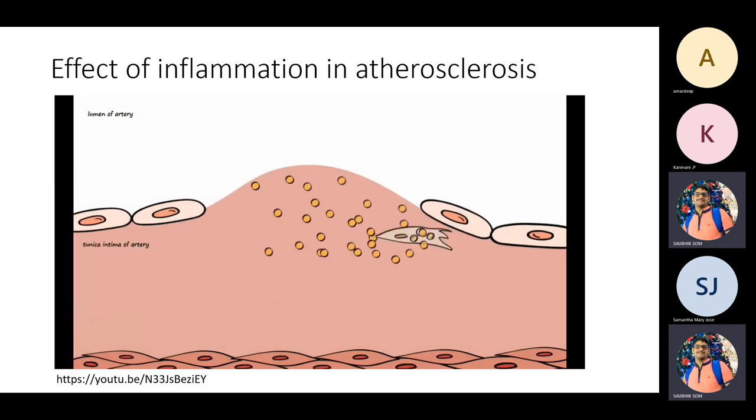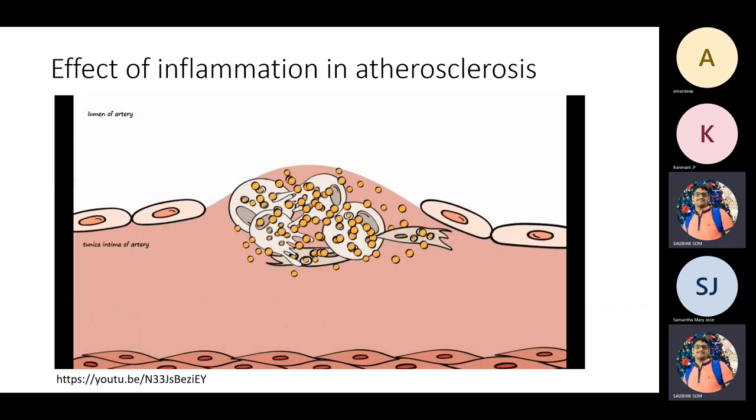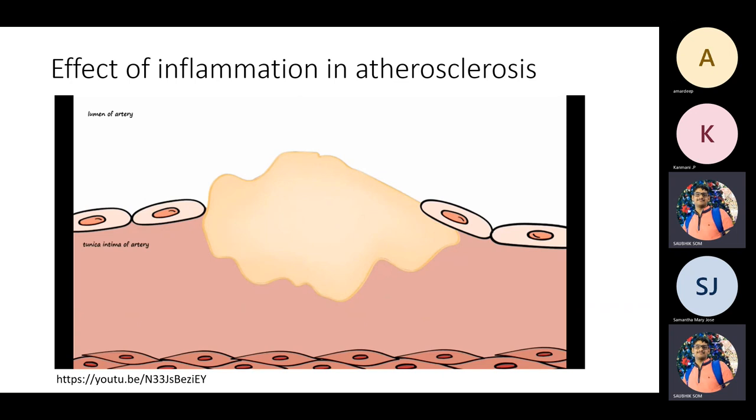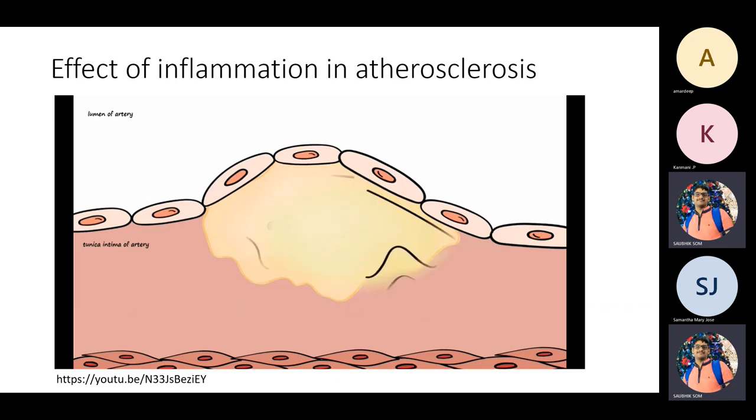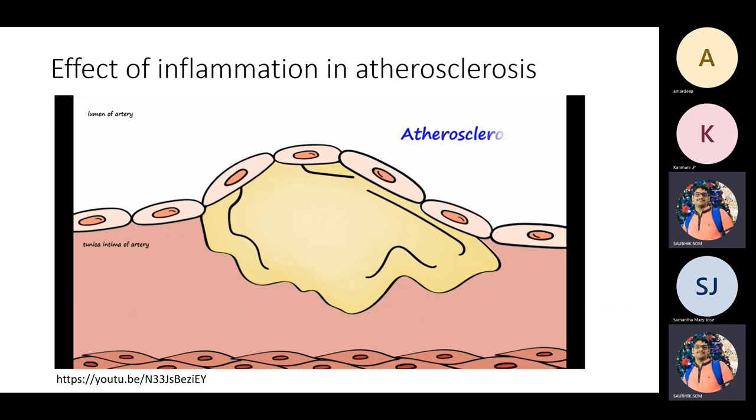Eventually, the accumulating lipid from the processes just described and the fragments of dead cells produce an area with a lipid core that begins to form a plaque. Endothelial cells cover the plaque. The plaque accumulates calcium salts and more dead cells over time, and it will harden. This plaque in the arterial wall is atherosclerosis.